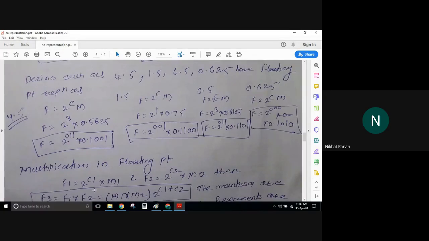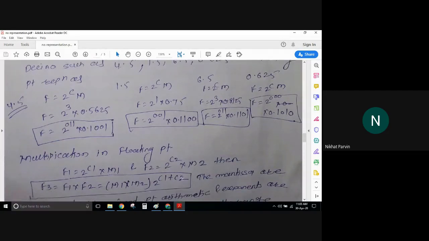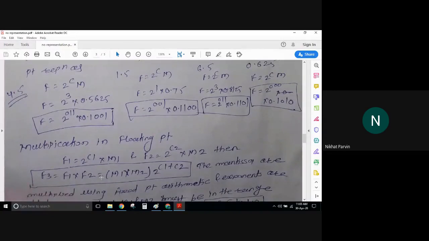So when you have two numbers, let us say f1 and f2, the syntax is F equals 2 power c into m. Two numbers you are having, f1 equals 2 power c1 into m1 and f2 equals 2 power c2 into m2. Now the resultant of these two is f3 equals f1 into f2. When you do this multiplication in floating point, your mantissas will get multiplied and exponents will get added. Mantissas get multiplied like ordinary fixed point arithmetic and exponents get added.